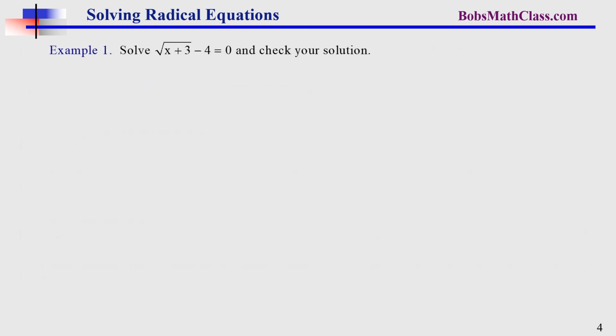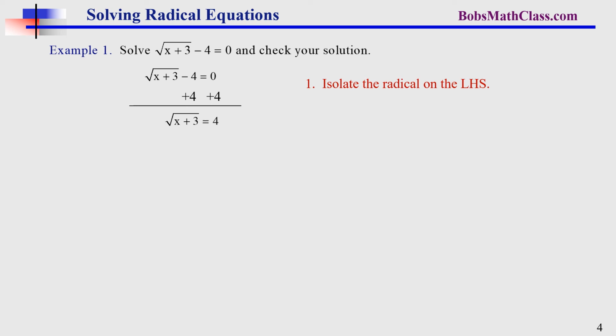Okay, here's our first problem. Well, we know what the first step is, right? We're going to isolate the radical on the left-hand side. So add 4 to both sides. On the left-hand side, you're going to get the square root of x plus 3, and on the right-hand side, just 4. So that's our first step, is to make sure we have a radical on one side by itself.